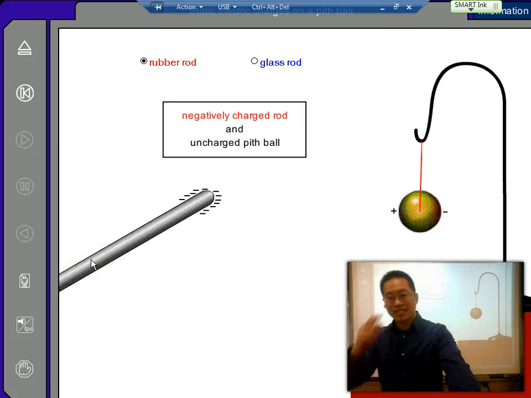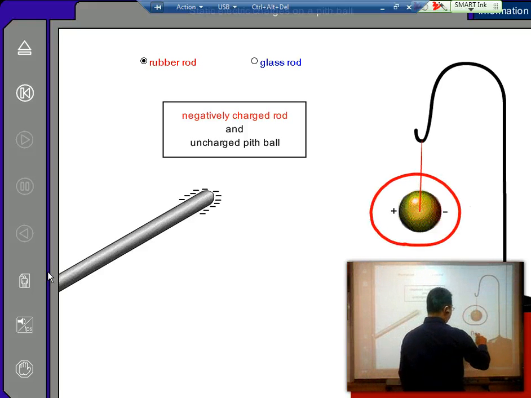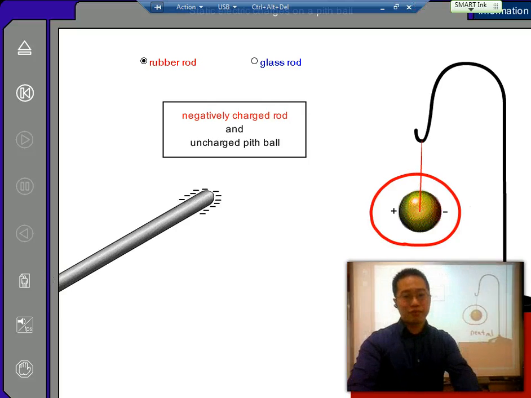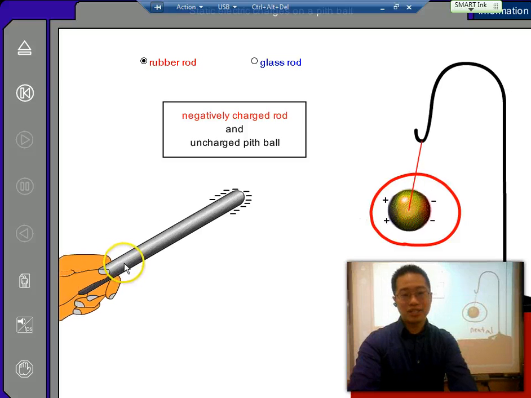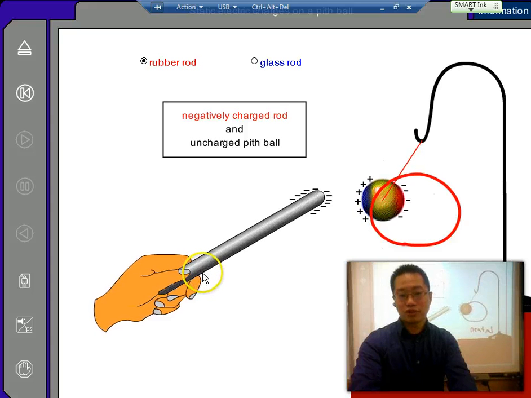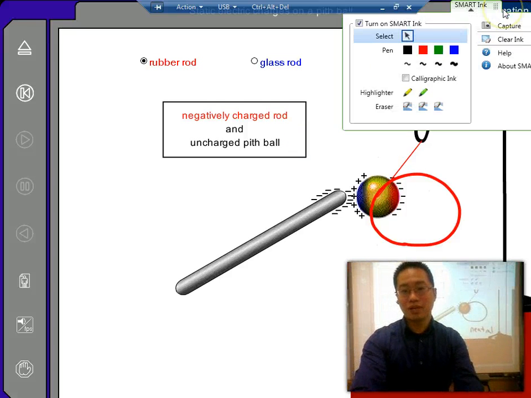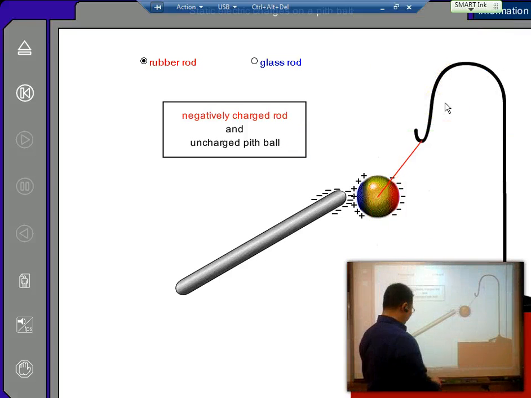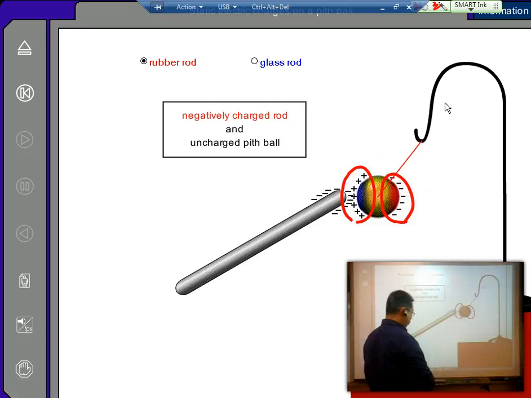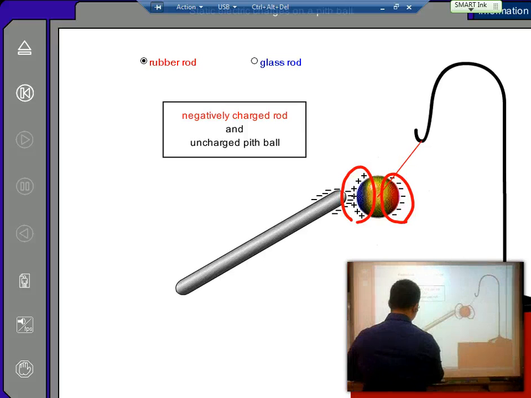Now over here, you can see there's a negatively charged rod. On the right-hand side, we have a neutral pith ball. But when you bring that rod closer and closer, you can see that the pith ball actually ends up being attracted. Why is the pith ball so attracted to the charged rod? Well, that's simply because of the dipole that's formed. A lot of the electrons are pushed over, they're repelled, and the leftover positive charges are closer, so they attract to that negative charge.